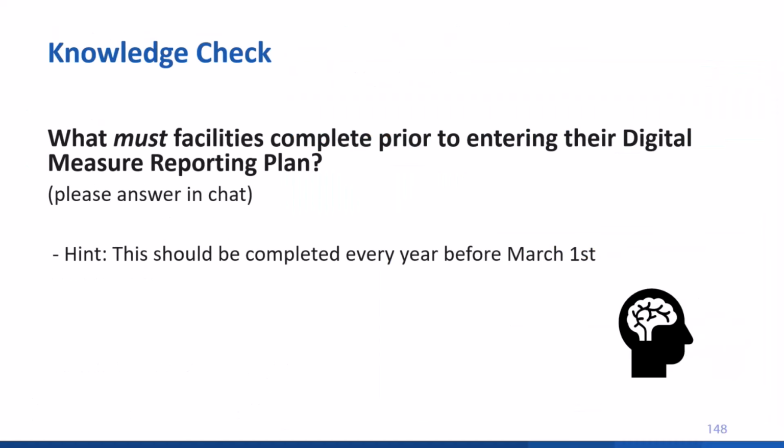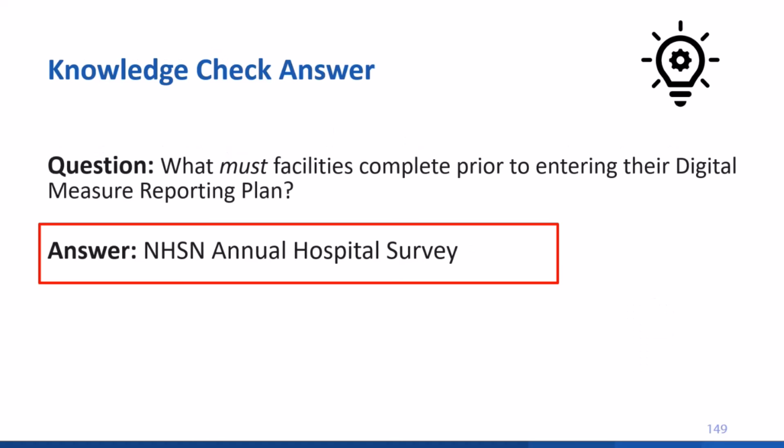Let's do another quick knowledge check. What must facilities complete prior to entering their digital measure reporting plan? Please answer in the chat. A hint is this should be completed every year before March 1st. Let's go over it, and thank you for your participation. So the question is, what must facilities complete prior to entering their digital measure reporting plan? And the answer, as is across the board in the chat, is the NHSN Annual Hospital Survey. Thank you again.